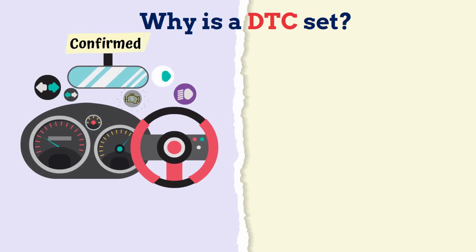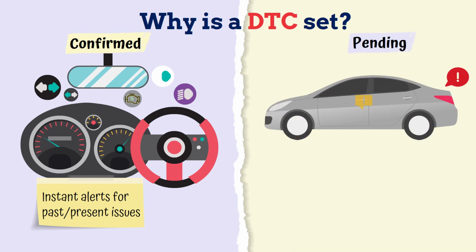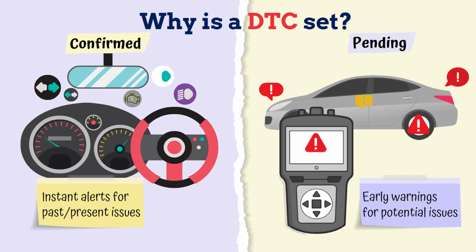First things first, why is a DTC set in the first place? Confirmed DTCs act as instant alerts representing past or present issues. On the other hand, pending DTCs are like early warnings, indicating potential issues detected. If the issue persists until the next trip, it transitions into a confirmed DTC.